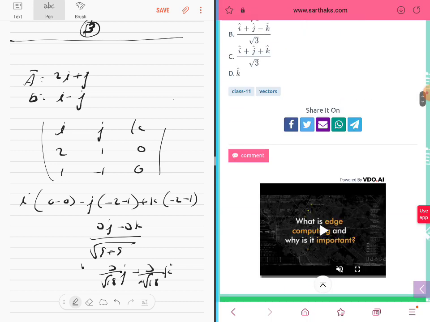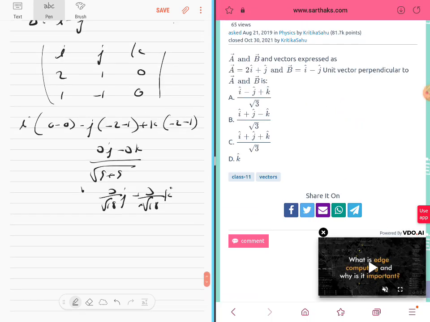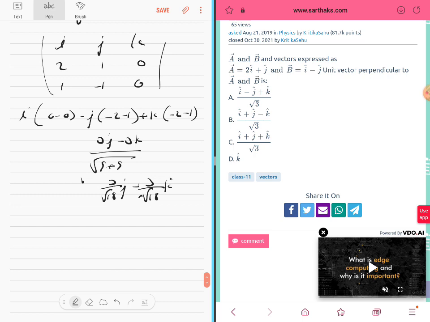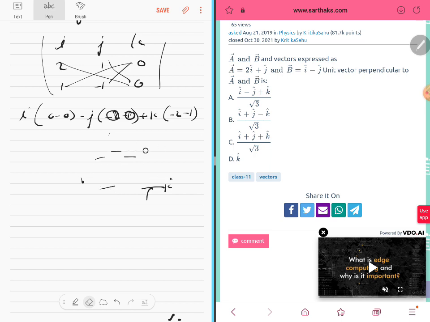D is the right answer, which has just got a k. Why? It's i into 0 minus 0, minus j into 0 minus 0 again, plus k into, I made a mistake, this and this are also 0, right? So therefore you only have k, which is minus 3k.